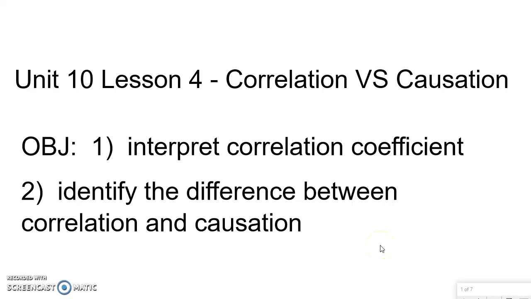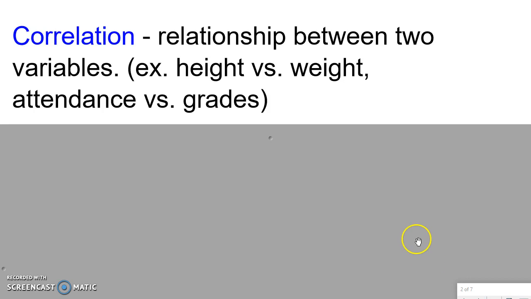This is Unit 10, Lesson 4. We're going to talk about correlation versus causation. So we'll first define what the correlation coefficient is, and then we'll talk about the difference between those correlations and causations.